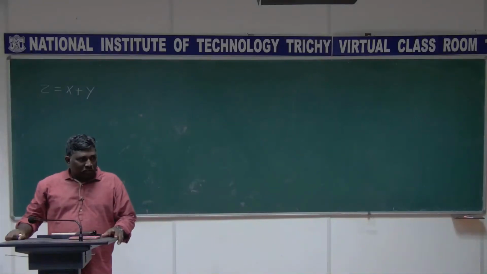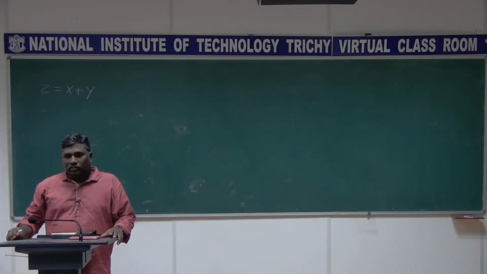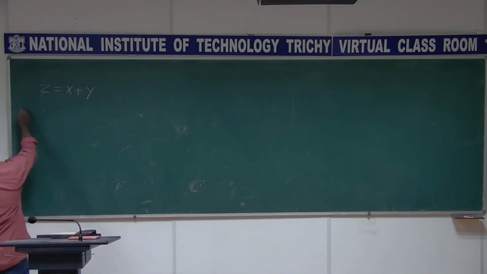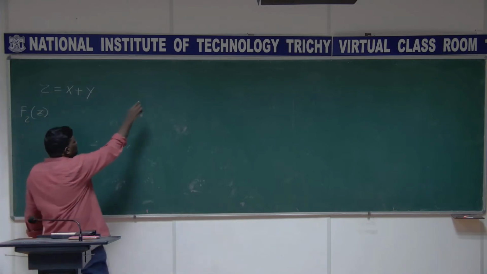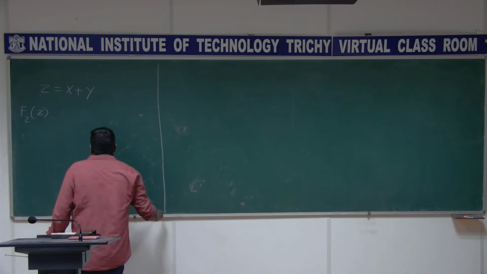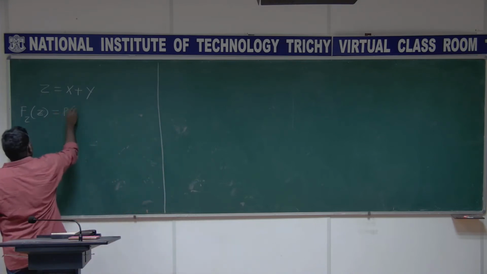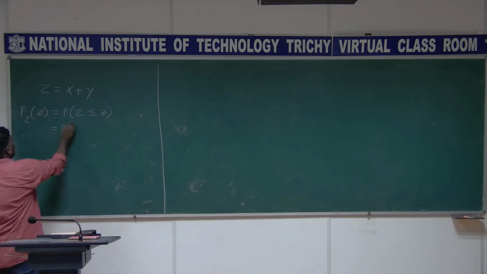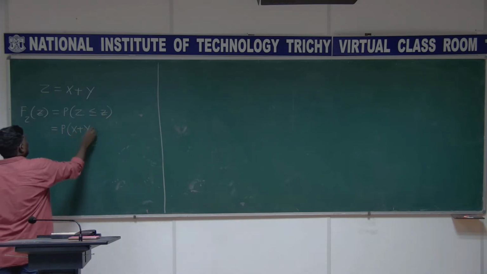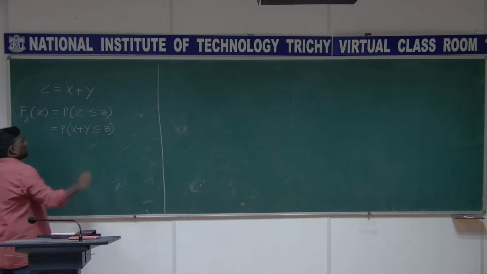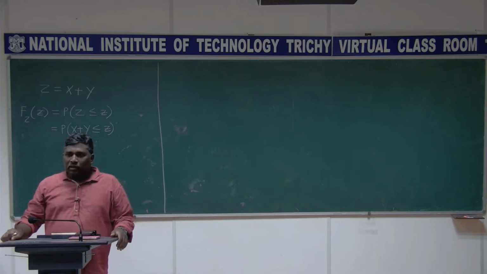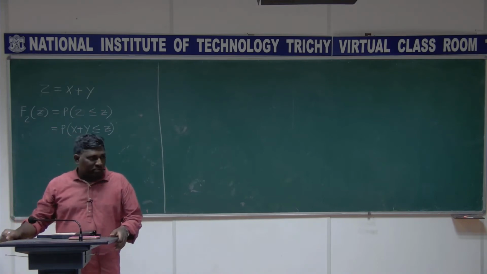Density function of X and Y, how do we find the density function of Z? So this one we start with the cumulative distribution function, which is the probability of Z less than or equal to z. I replace Z with X plus Y, so it is the probability that X plus Y is less than or equal to z, lowercase z.